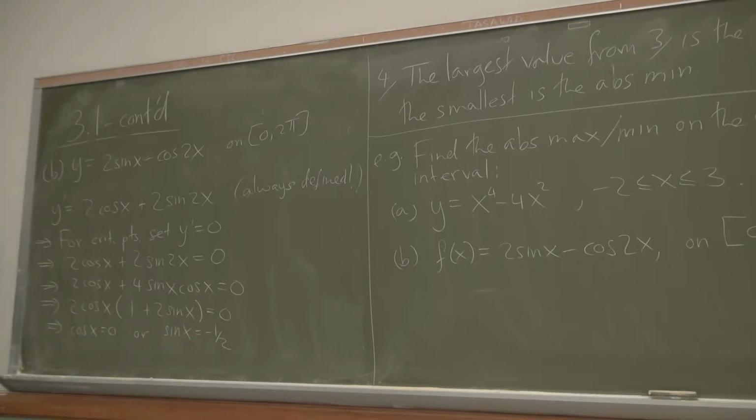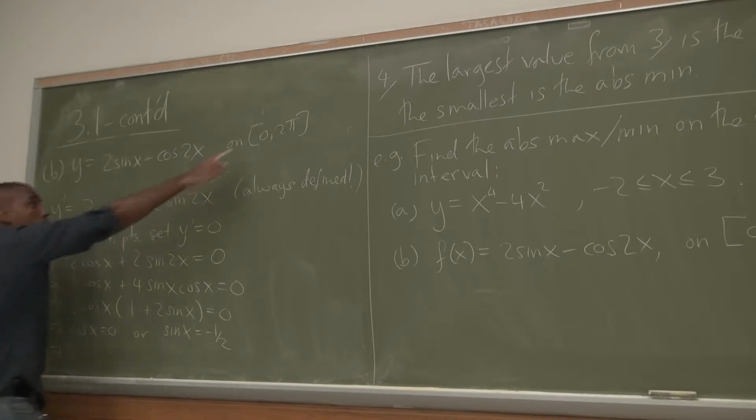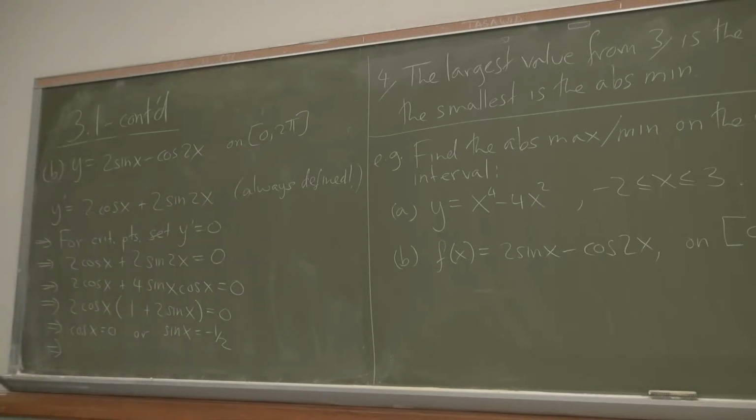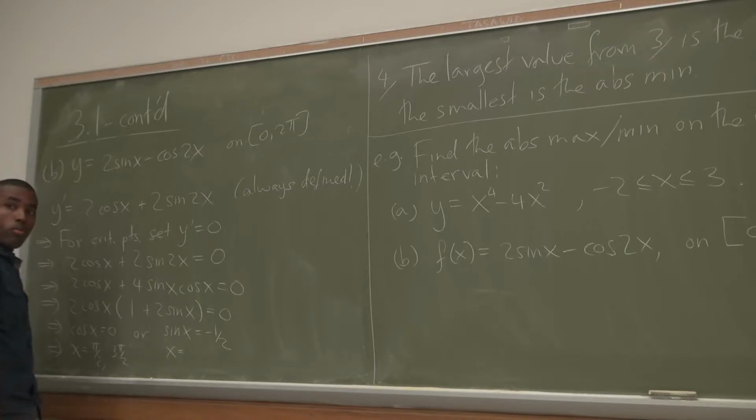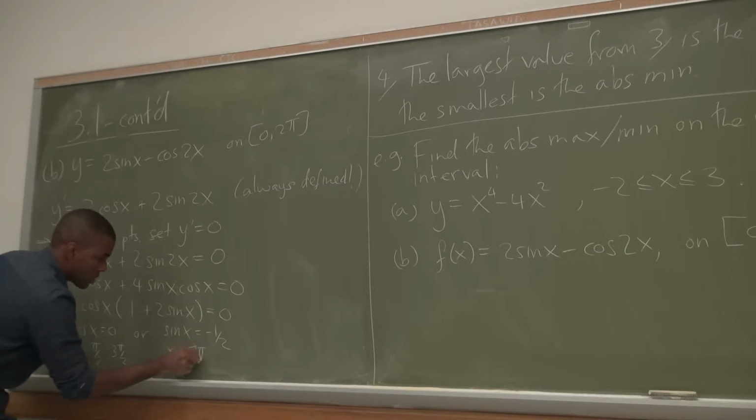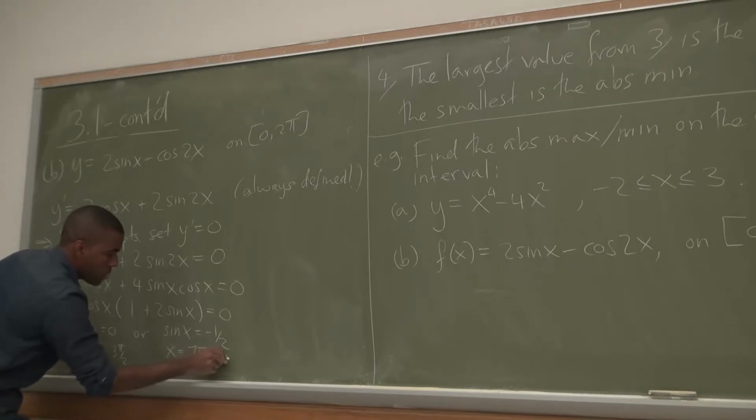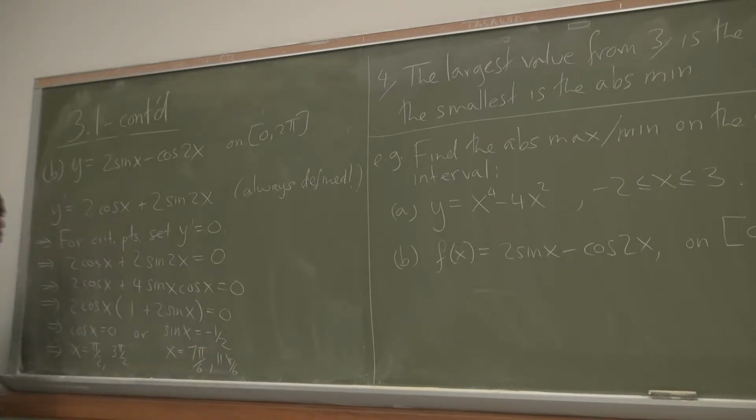Now, what x values does this happen for in the domain 0 to 2 pi? This happens at pi over 2 and 3 pi over 2. What happens here? 7 pi over 6. Is there only one point? 11 pi over 6. 7 pi over 6 and 11 pi over 6.